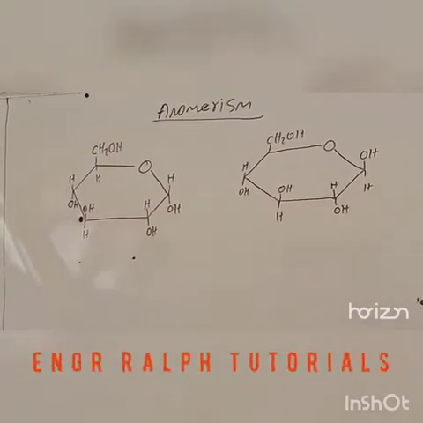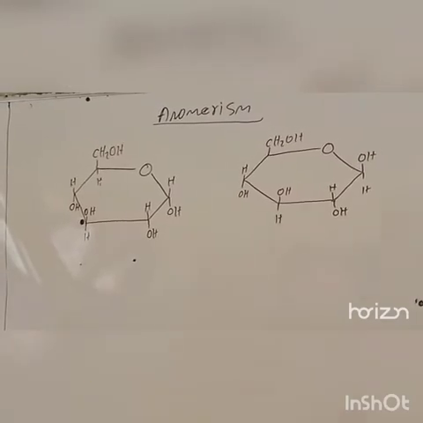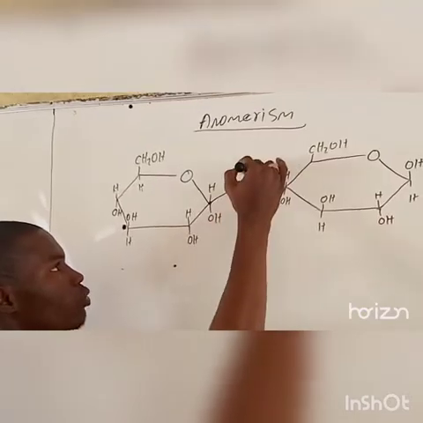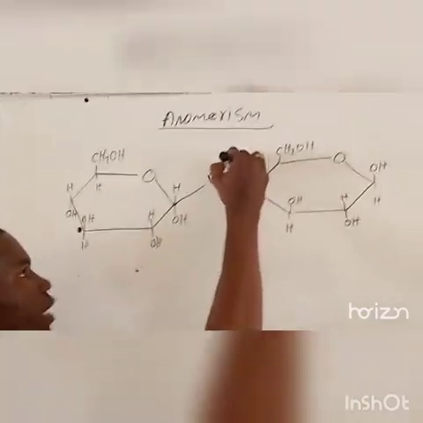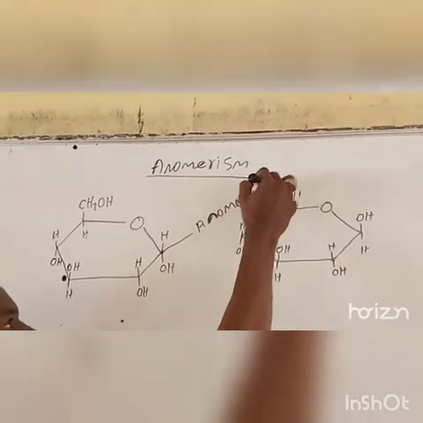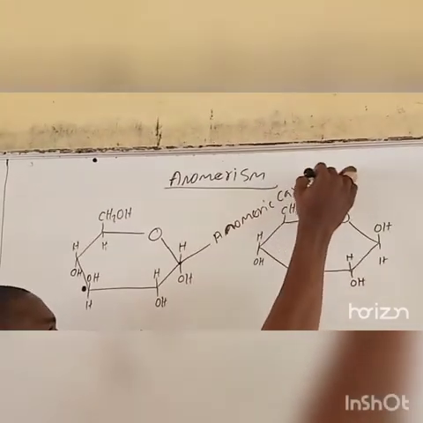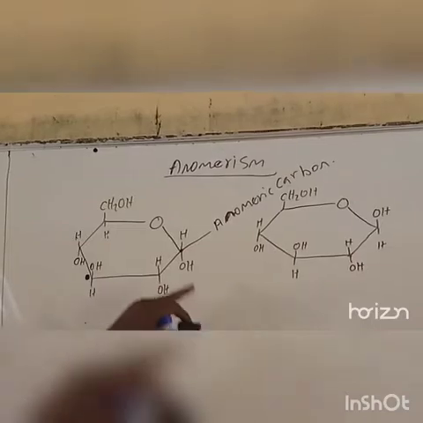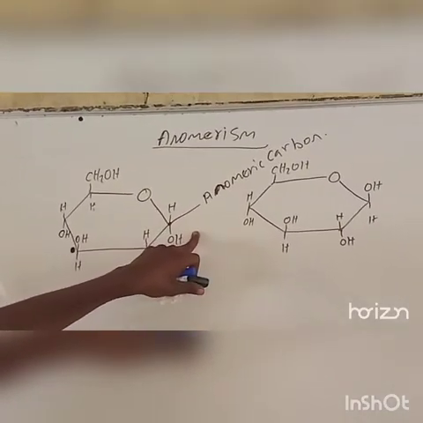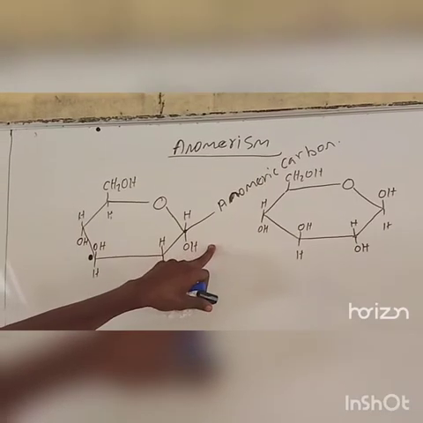Now, look at these two structures. The first carbon, carbon number 1, is referred to as the anomeric carbon. So this carbon is what we use to detect the type of anomer we are having.